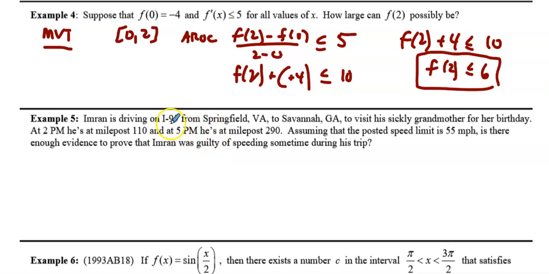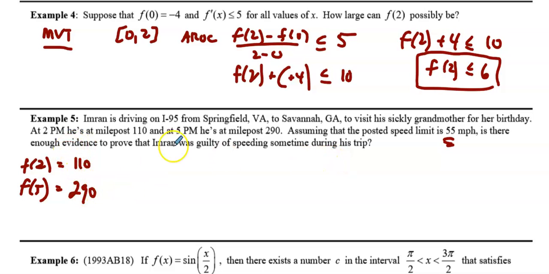We're looking at driving on Interstate 95 from Springfield, Virginia to Savannah, Georgia. And he is visiting his grandmother for her birthday. At time equals 2, so at f of 2, we're looking at 110. All right, he's at mile marker 110. At f of 5, he's at mile marker 290. And so assuming that the posted speed limit is 55 miles per hour, is there enough evidence to prove that Imran was guilty of speeding during this trip?